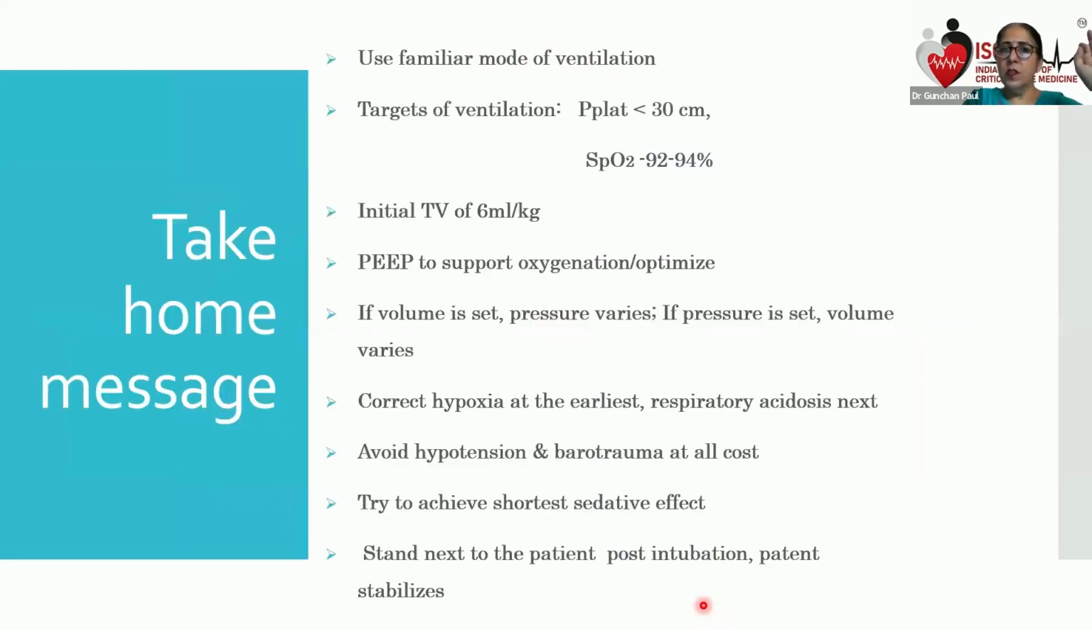So use the mode of ventilation which you are familiar with. You must remember, if the patient is on volume control, the pressure will vary and you have to monitor the pressures, peak pressure alarms or low pressure alarms. If the patient is on pressure mode, you have to be very vigilant to monitor the minute ventilation alarms.